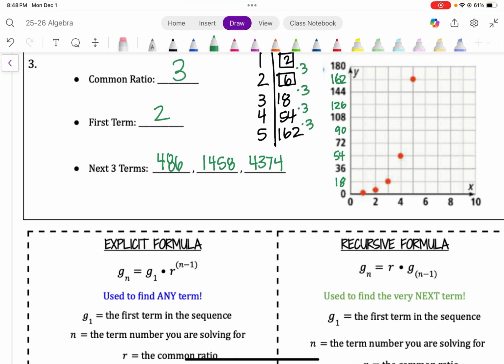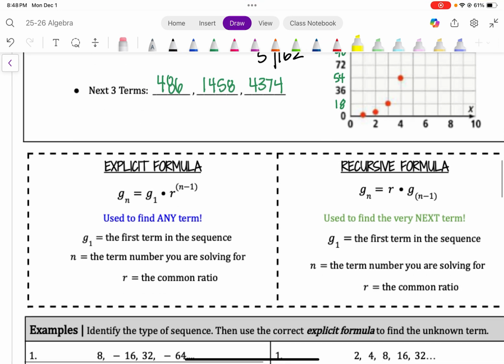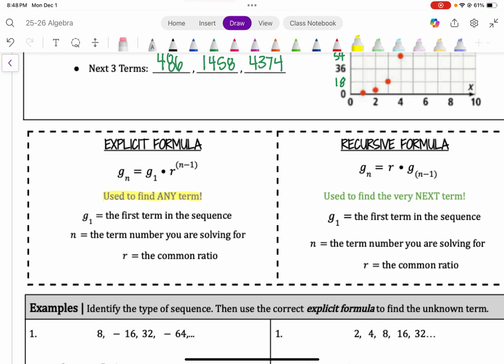Now we have two types of formulas, explicit and recursive. G of n, we're going to remember that n can be any number, the number of the term you're solving for. So if you see G6, it's asking for the 6th term. G1 is the first term. That n is the nth term, and r is the common ratio. The recursive formula is used to find the next term.